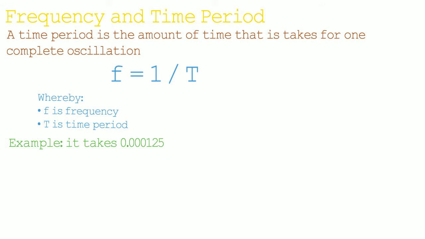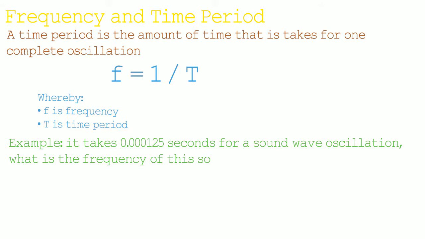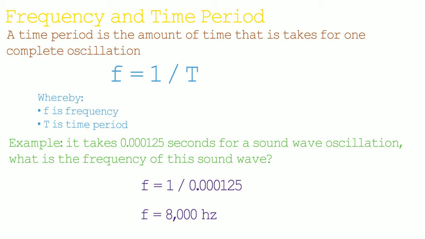It takes 0.000125 seconds for a sound wave oscillation. What is the frequency of this sound wave? To find the frequency of the sound wave, we have to do 1 divided by T, and T is given in the question. T is 0.000125. So to find the frequency, we do 1 divided by 0.000125, which gives us a frequency of 8,000 Hz, or 8 kilohertz.